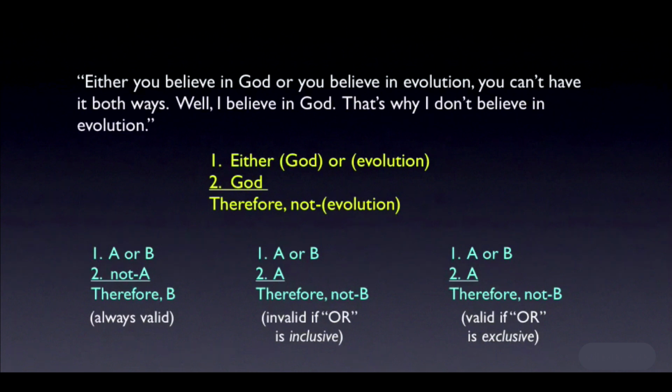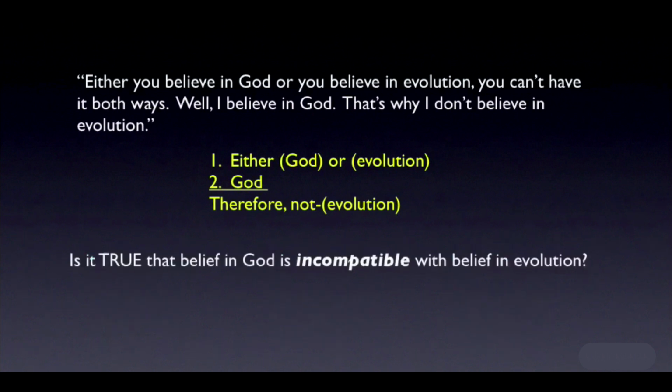In this case, it's not too hard to see that the arguer is intending this as an exclusive or. The key phrase is, you can't have it both ways. So we're looking at an argument that is intended to function like the valid form on the right. So on this reading, the argument is valid and it satisfies the logic condition. The only question that remains is whether it satisfies the truth condition, whether that exclusive or disjunctive premise is plausible or not. This is our question.